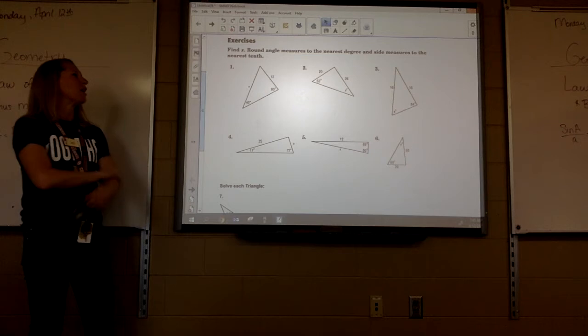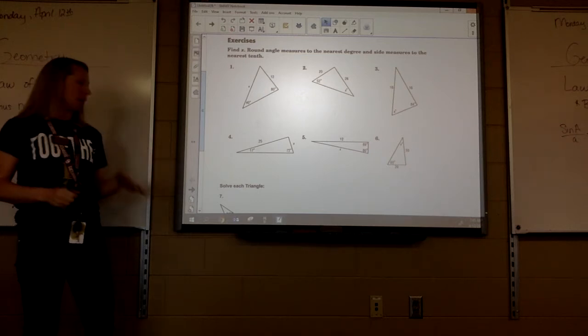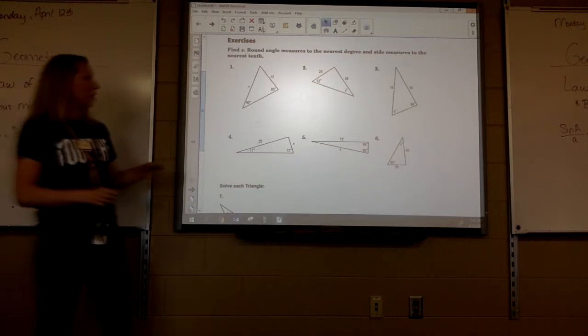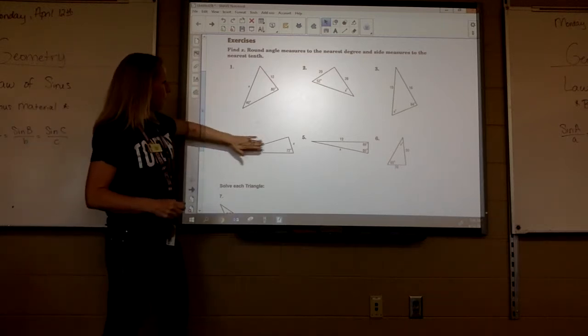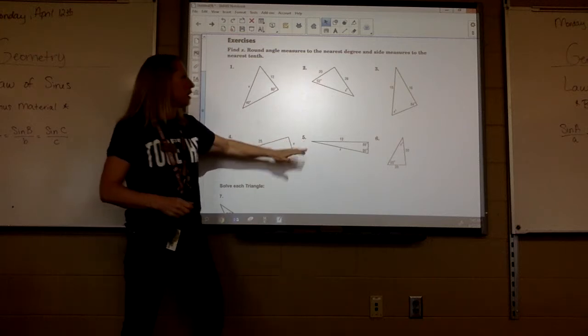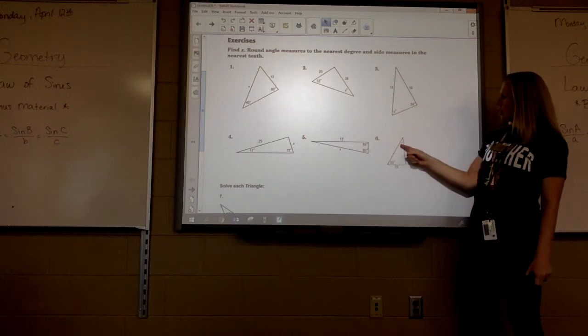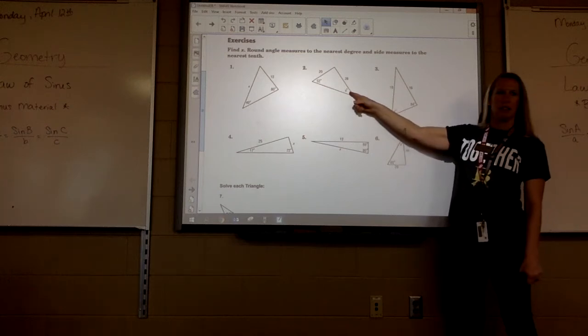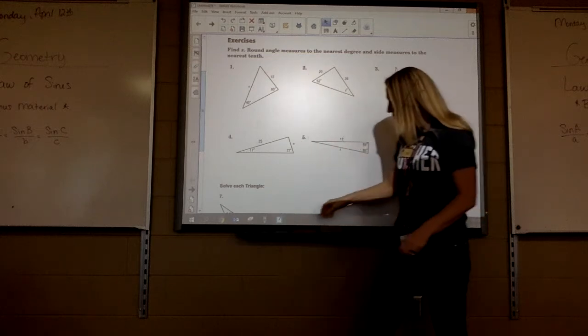Okay, so we are going to do law of sines. Basically it's setting up a proportion and cross multiplying. First we're going to start with numbers 1, 4, and 5. And then we'll do 2, 3, and 6. In 2, 3, and 6, do you see how one of the angles is x? So we do that just a little bit differently. So I'm going to start with 1, 4, and 5.